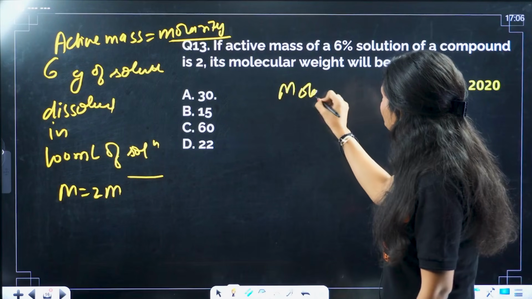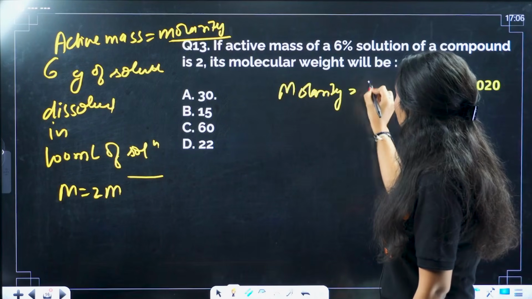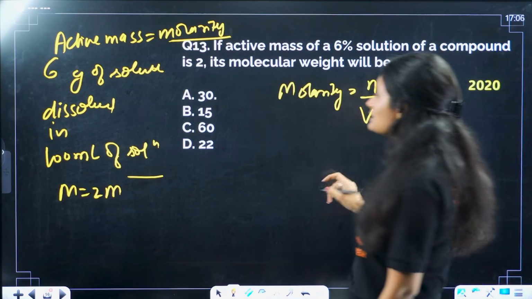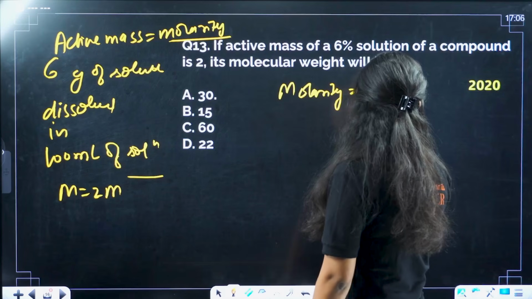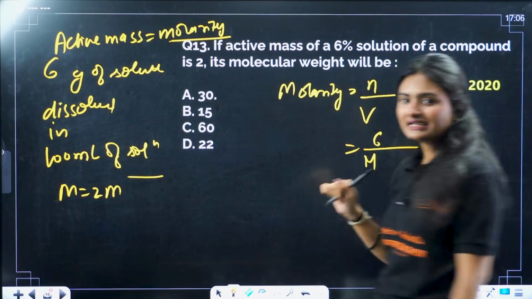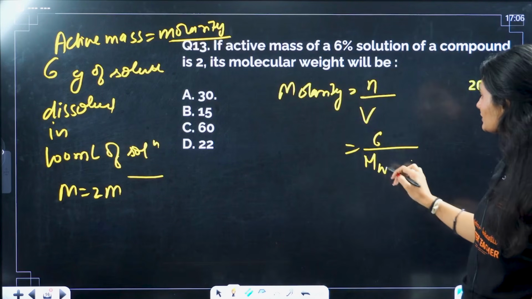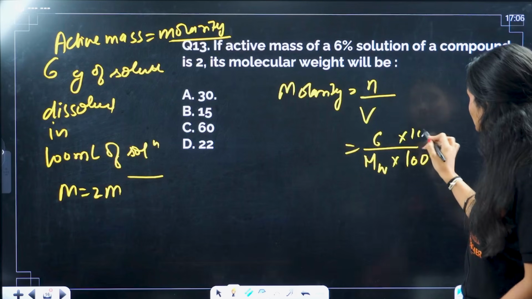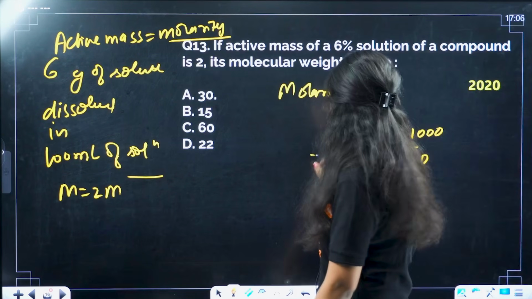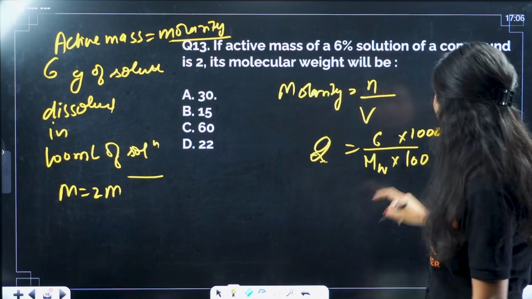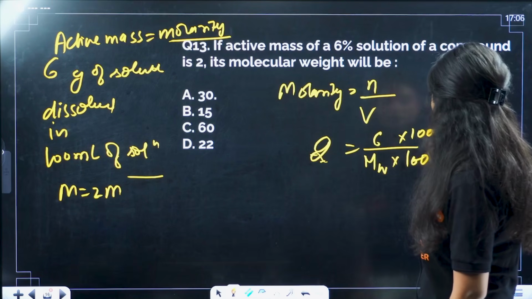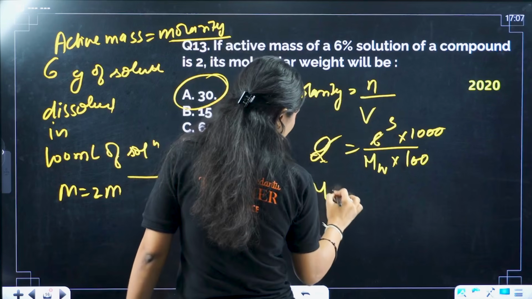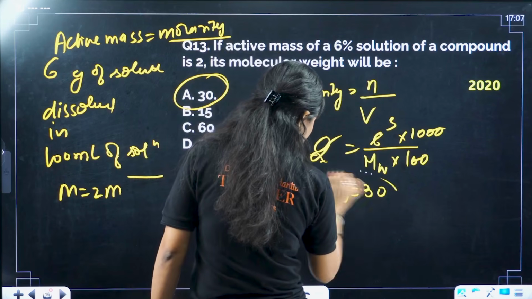Molarity, what is molarity equal to? Number of moles of solute present in 1 liter of solution, right? What is the number of moles? 6 upon, we don't know the molecular weight, we need to find that value. Molecular weight times volume of solution, 100 ml, we'll convert it into liter. Molarity is 2. So if you calculate it, it will come out to be 30. The molecular weight is 30.